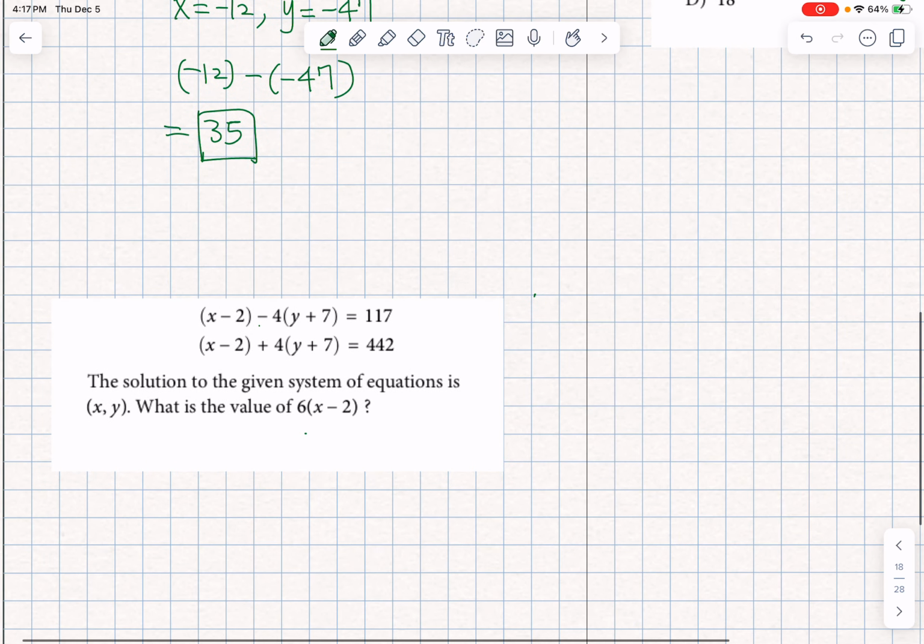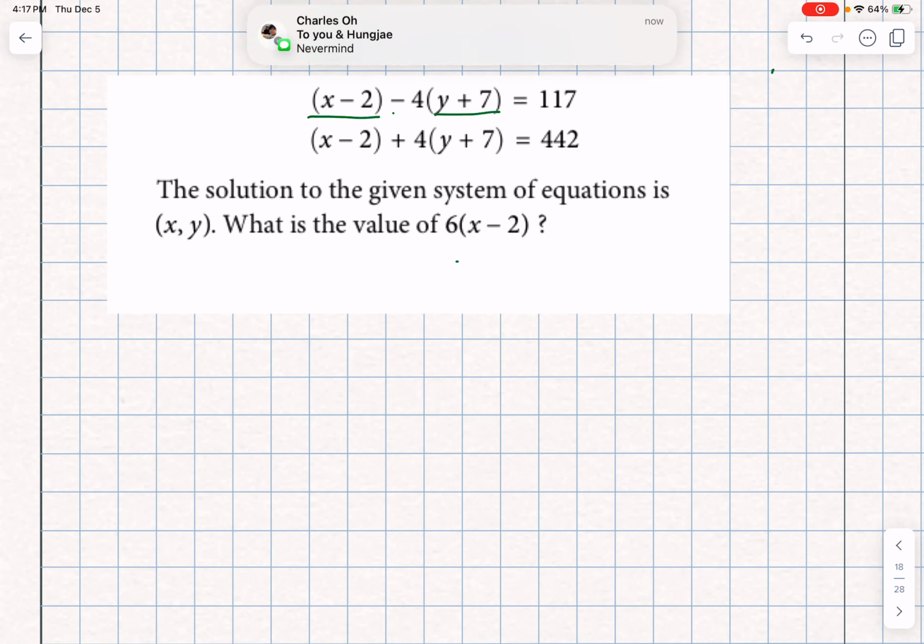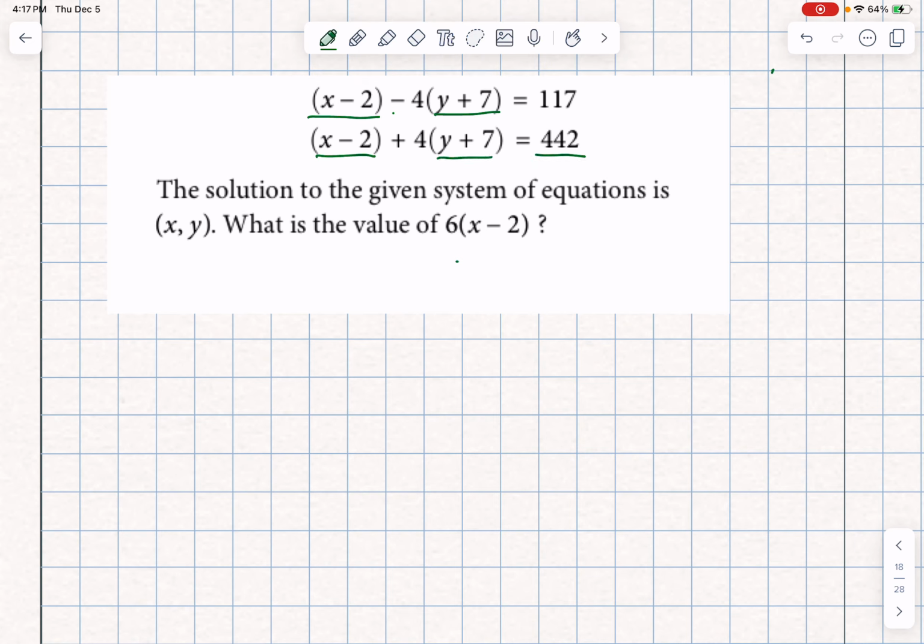And then this question is a little different. It has a pair of expressions with the variable and the number together. (x minus 2) minus 4 times (y plus 7) equals 117. (x minus 2) plus 4 times (y plus 7) equals 442. Whenever they give this kind of problem, they have a pattern. So you don't have to multiply out and distribute. You don't have to do that. You can just look at it.